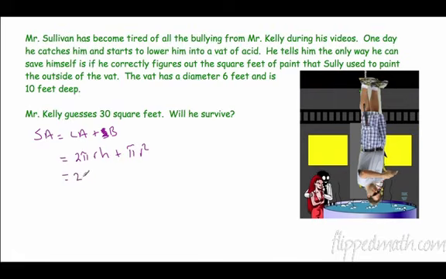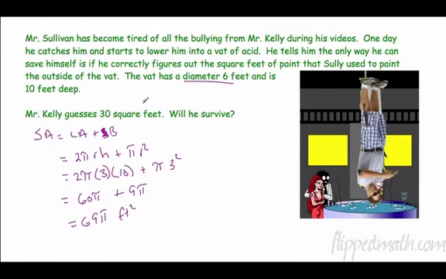Let's take a look. Our radius, if the diameter is 6 feet, our radius is 3. Our height is 10 plus radius squared is going to be 3 squared is 9, right? So 2 times 3 times 10 is 60 pi plus 9 pi. So that's going to be 69 pi feet squared. Now he said 30 feet. This is already 69 times 3, way more than 30 feet.